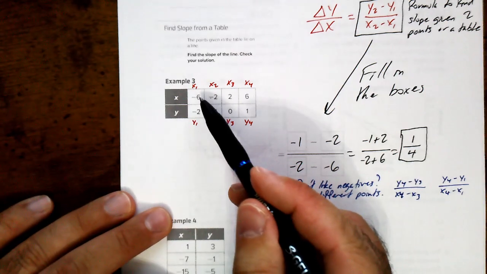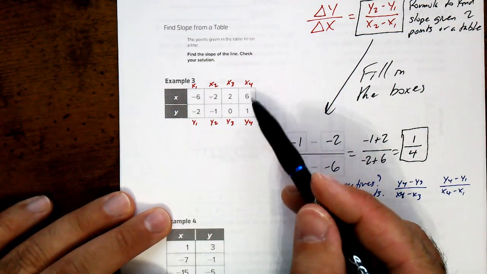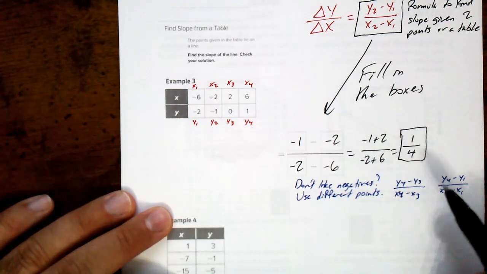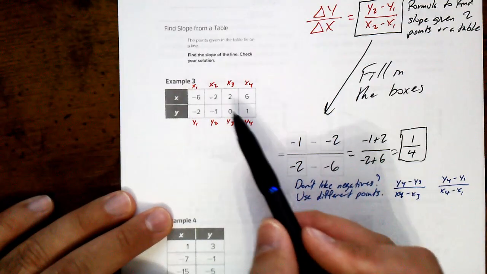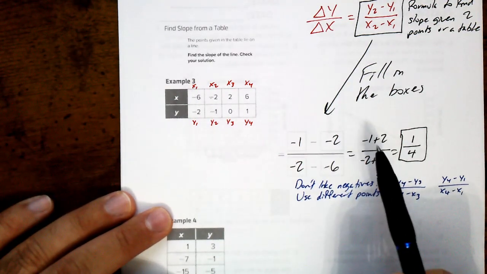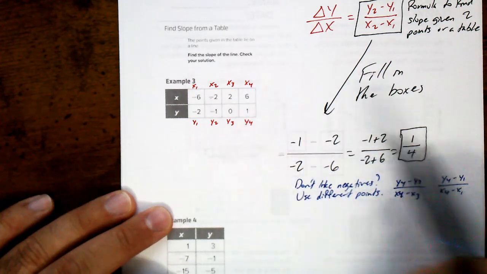If you're going to use this -6, you got to use this -2. If you're going to use this +6, you got to use this 1. If you're using the 2, you got to use the 0. However you want it to be. I don't really like using negatives because a lot of times people get these mixed up in this step right here. So I want to use all of them that are positive.